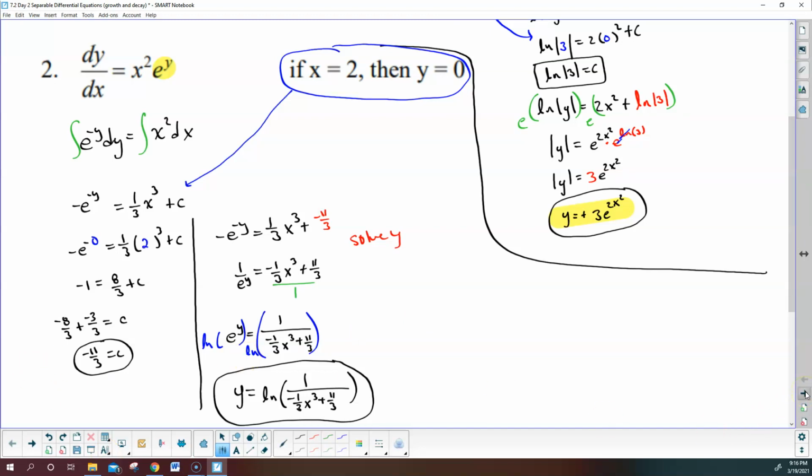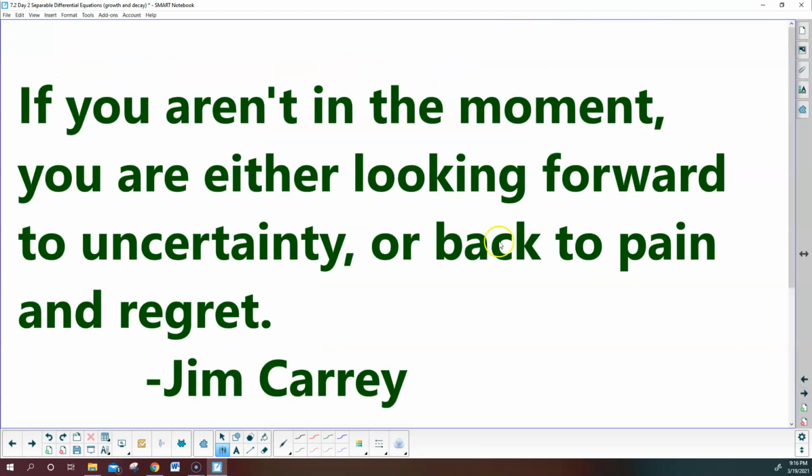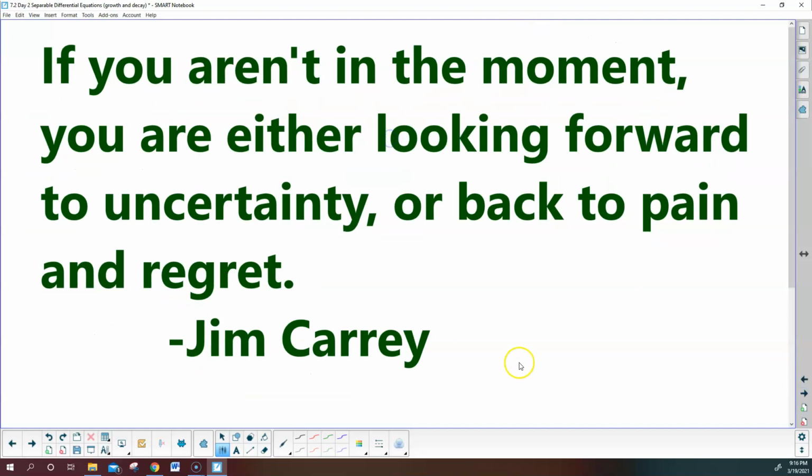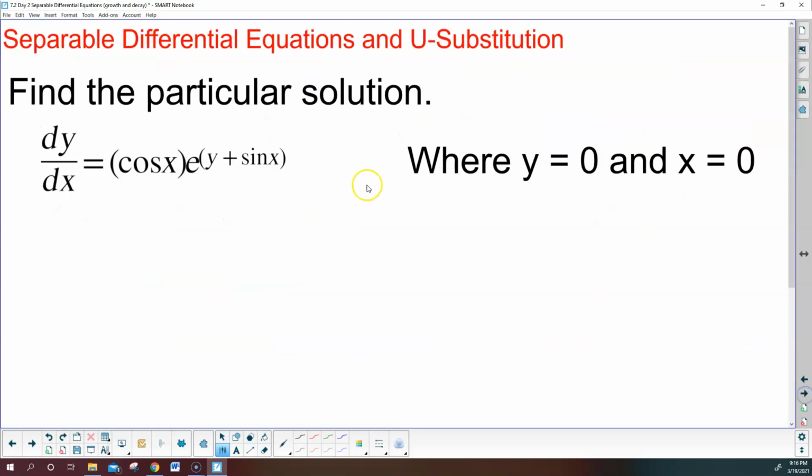We've got 2 things to do today. We're going to look at more separable differential equations, but these ones involve U substitution. So we're just building on those skills we already know. And then we got something fairly new, but it's a connection back to Algebra 1. So, quote for today: if you aren't in the moment, you are either looking forward to uncertainty or back to pain and regret. By Jim Carrey.